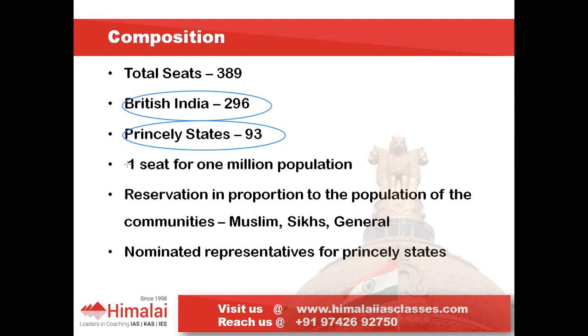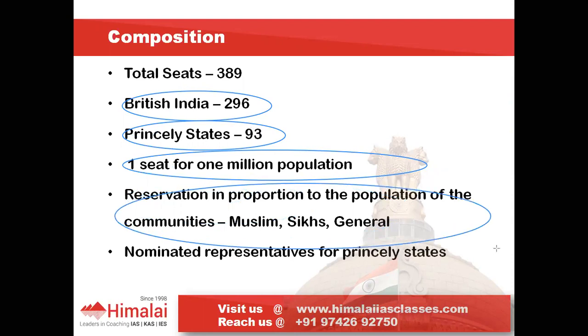The ratio of seats to population was 1 to 1 million; for every 10 lakh people, one seat was allotted in the Constituent Assembly. A lot of times even this has been asked. Then there was reservation in proportion to the population for communities like Muslims and Sikhs, and all the rest of the persons were kept in one community, that was General.